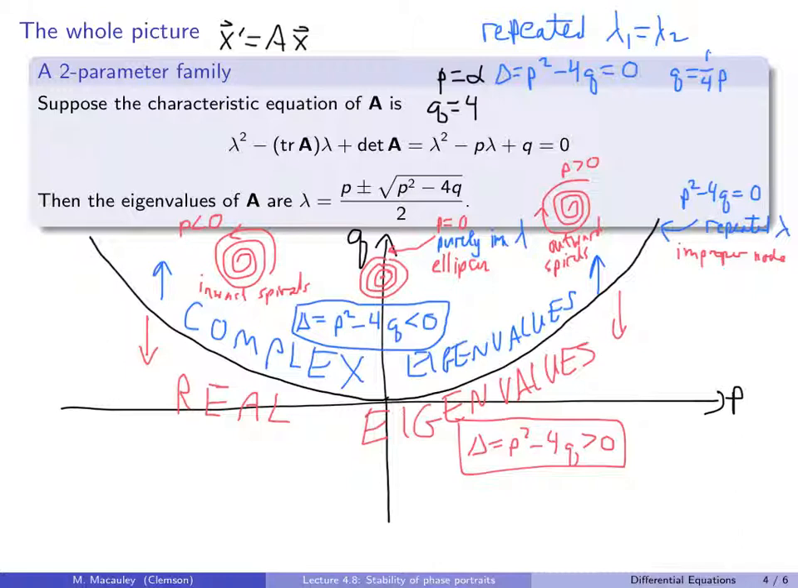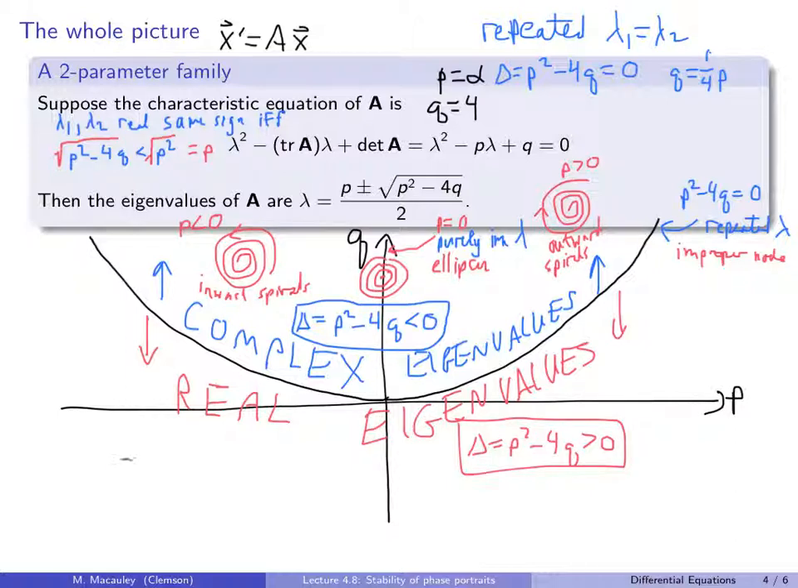So let me write that up here. Lambda 1 and lambda 2 that are real have the same sign if and only if p squared minus 4q is less than p squared. Because then, the square root of that is going to be less than the square root of p squared, which is p. Okay, so what that means is everything below the p-axis is going to be saddle points.